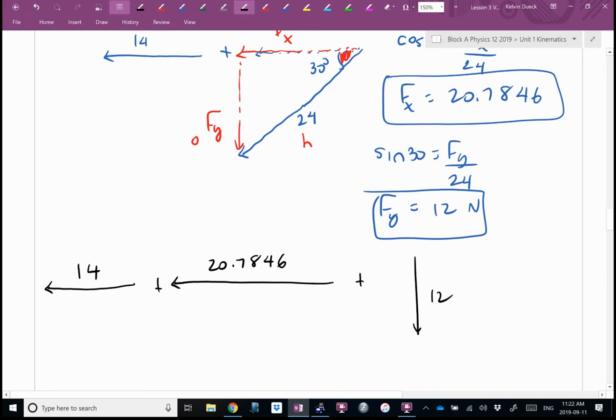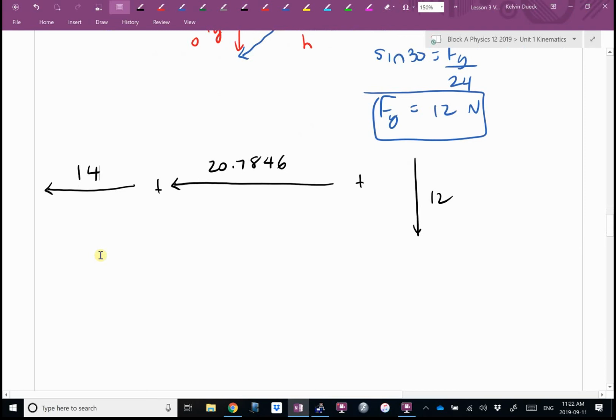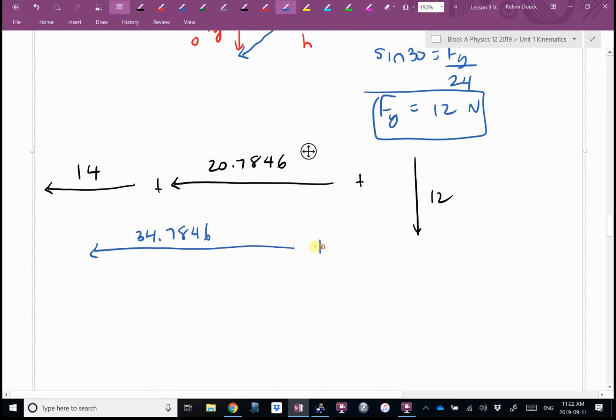I think it's going to be 34.747846, but double check me. Yeah? So now I get new vectors. One big vector going like this, and it's 34.7846. And if you couldn't do it in your head, you would use your calculator. And I got a 12. Now I have 2 vectors. How will I add 2 vectors together?